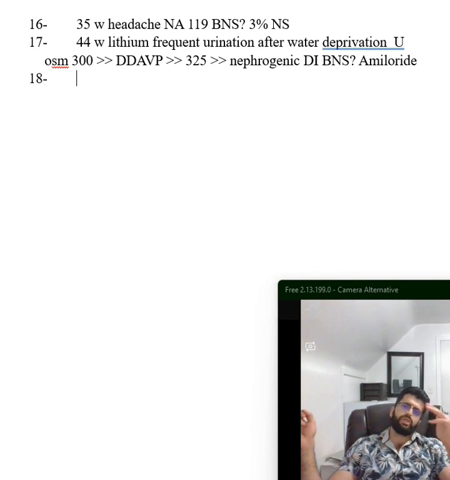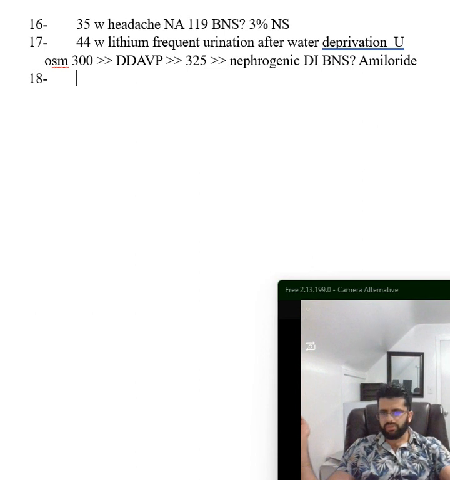If the urine osmolality increases, this is central diabetes insipidus. If there is small or no change in urine osmolality, this is nephrogenic. How do you manage nephrogenic? You give thiazide, amiloride, salt restriction as well, or stop the lithium if you can. If you can, that's what you do, okay.